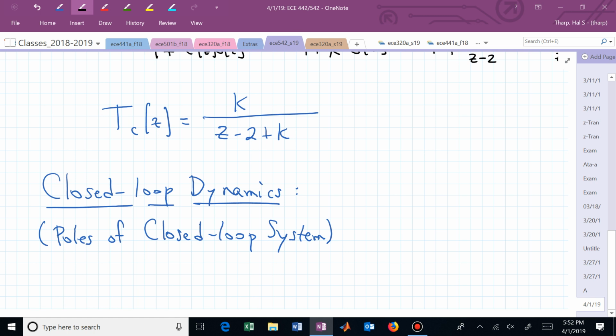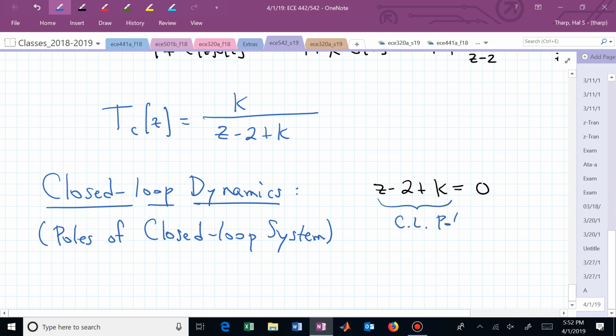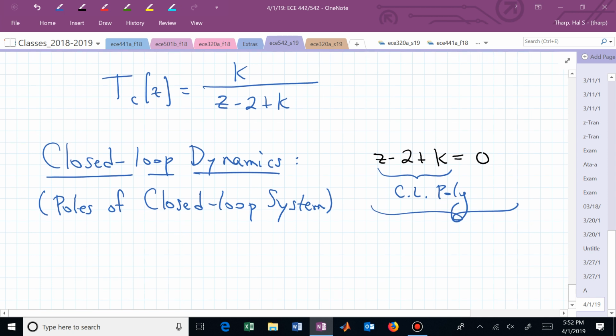What are the closed loop dynamics? What governs those? Or what equation do we want to look at? We want to look at the values of z that cause that denominator to vanish, don't we? Those are the closed loop dynamics, or we're now looking at z minus 2 plus k equaling 0, where this is now our closed loop polynomial, and this whole thing with the equal sign is the closed loop characteristic equation.